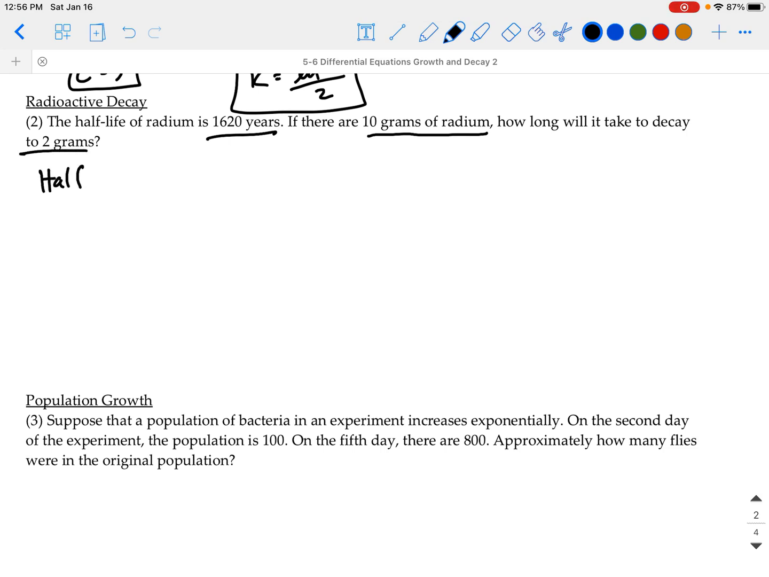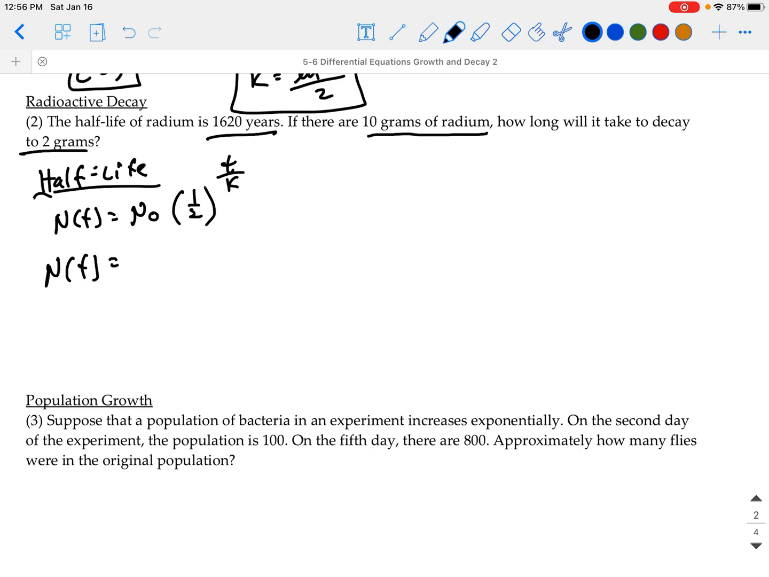So for half-life, you can choose which model you want to use if it's not given. So I'll just choose the model N of t is equal to N naught times 1/2 to the t divided by k. So in other words, this will be the initial value, and then half-life is going to be the amount of time it takes for half of the substance to decay. So k is going to equal 1,620.